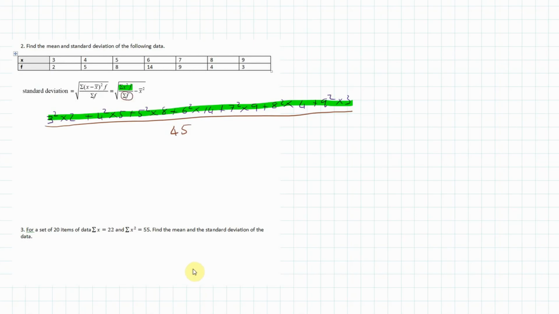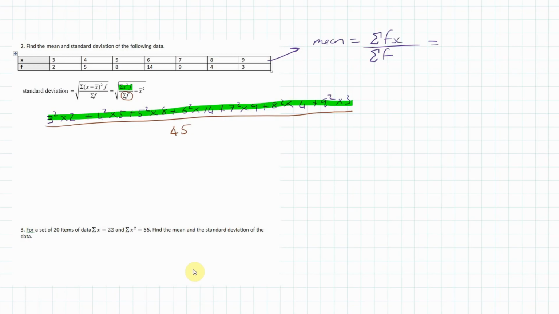Now we need to find the mean. How do we find the mean of this data? Well, mean is equal to the sum of fx divided by the sum of f. So we're going to go ahead and do that. So I'm just going to quickly chuck this in my calculator.